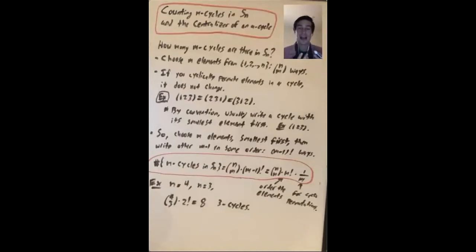How many different m cycles are there moving those m elements? Well, one thing to note is that you don't get a different m cycle for every single different way of writing down those m elements. Because if you take a cycle and you cyclically permute the elements of that cycle, it doesn't change the cycle.